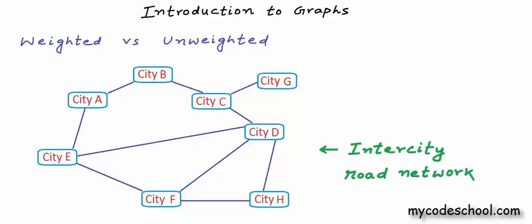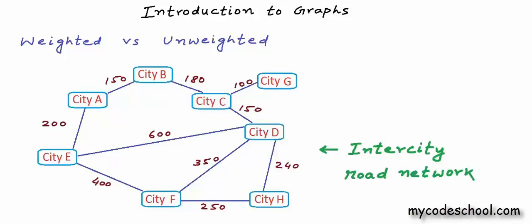Roads would be of different lengths, and to perform a lot of tasks, to solve a lot of problems, we need to take length of roads into account. In such cases, we associate some weight or cost with every edge. We label the edges with their weights. In this case, weight can be length of the roads. So what I'll do here is I'll just label these edges with some values for their lengths. And let's say these values are in kilometers. And now edges in this graph are weighted, and this graph can be called a weighted graph.